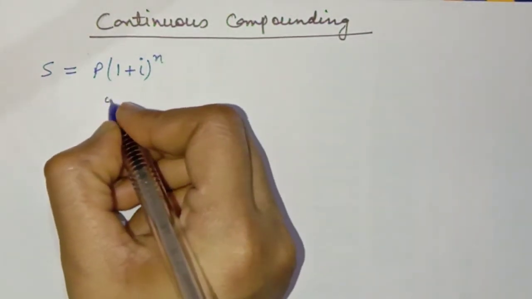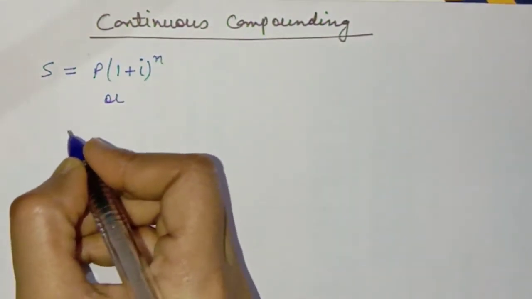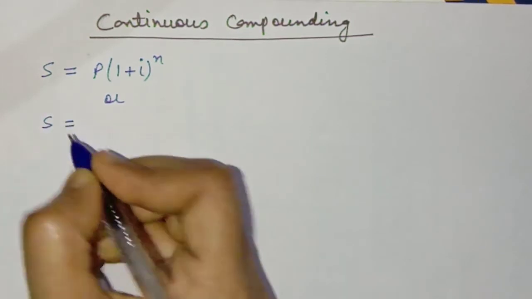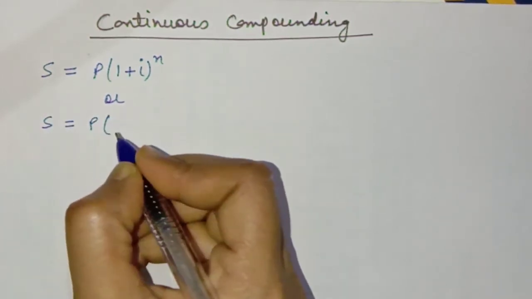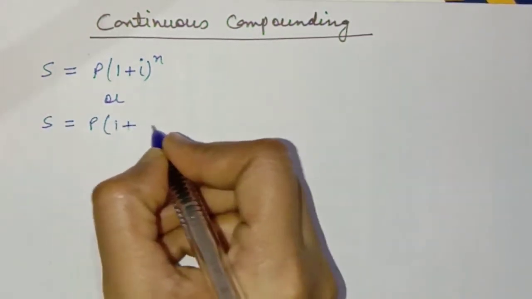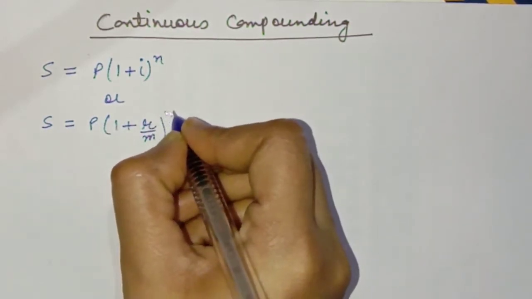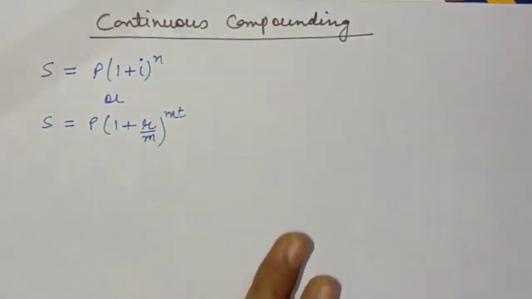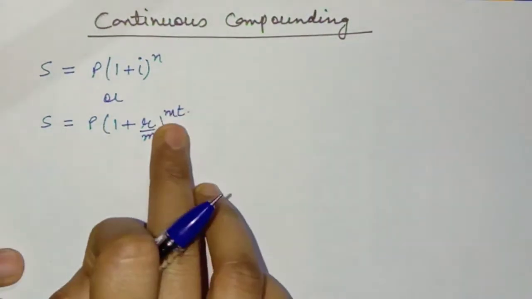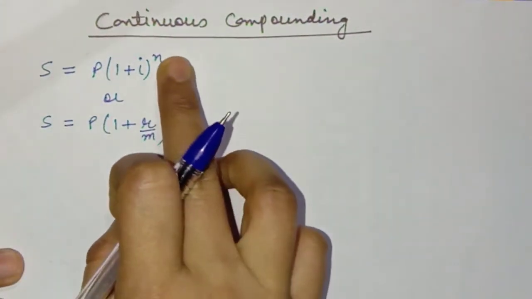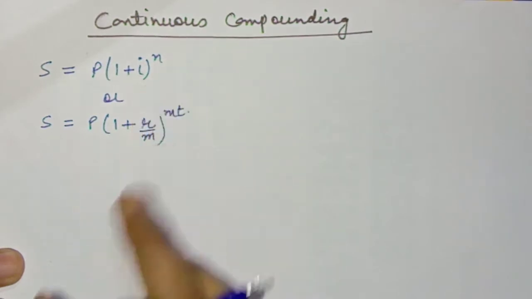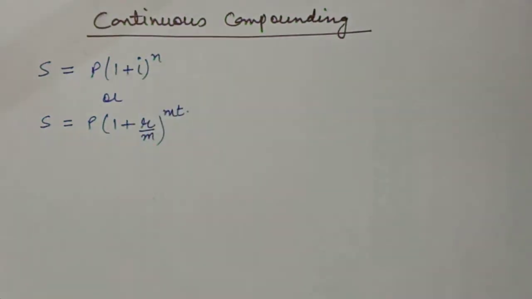Or we can also write this formula as S = P (1 + r/m)^(m t). Let me explain what m, t, n, and i are here. To explain this, let me take one example.